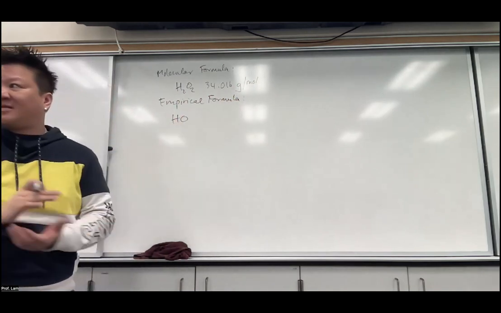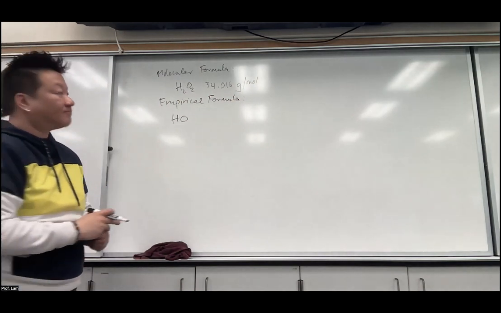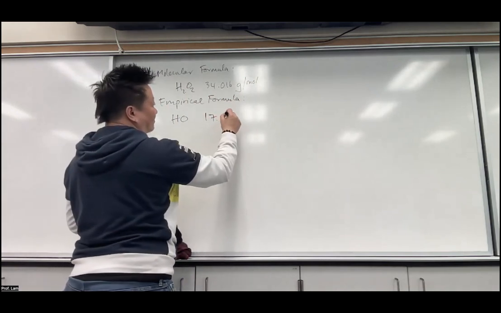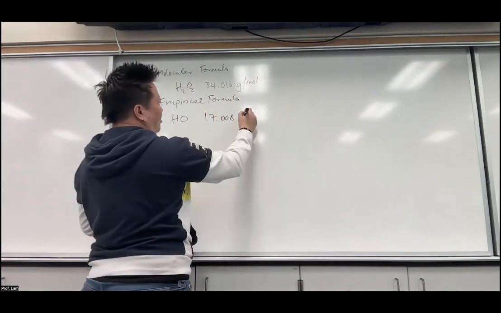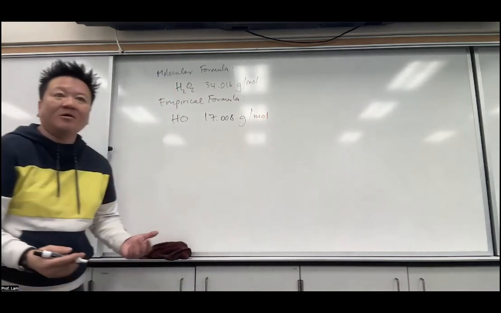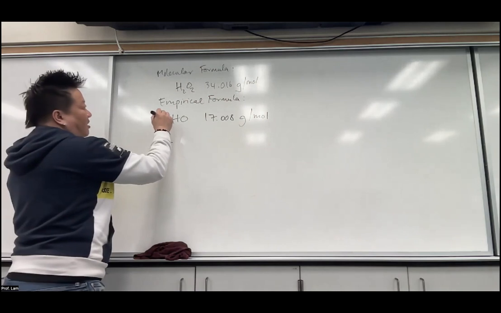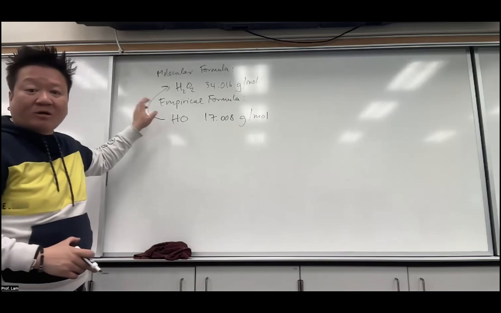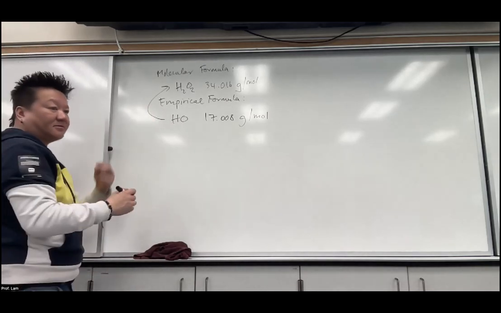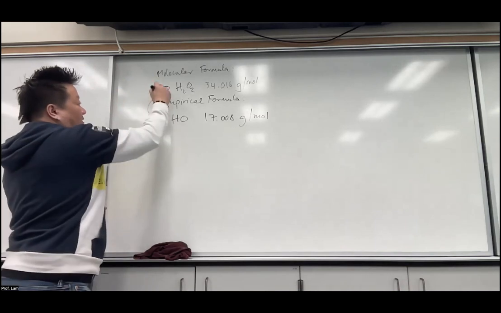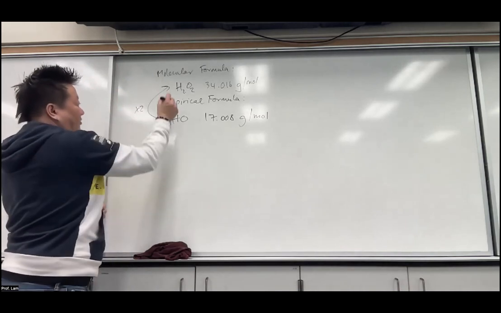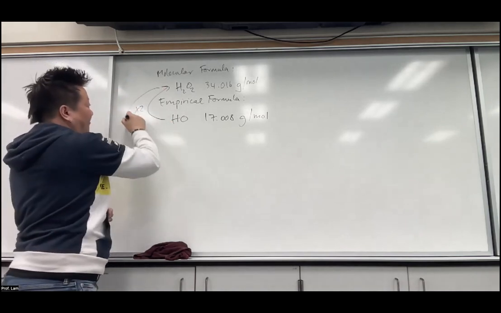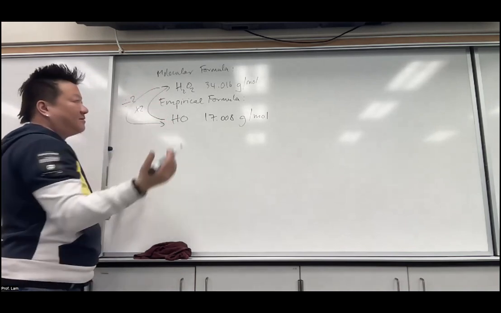HO. What is its molar mass? Very good. It's got to be half. Yep, 17.08 grams per mole. So you see that there's always a factor that separates the molecular formula from the empirical formula, right? What is that factor in this case? 2. So if you want to go from empirical formula up to molecular formula, then it's times 2, right? You want to go back down, then it's divide by 2.